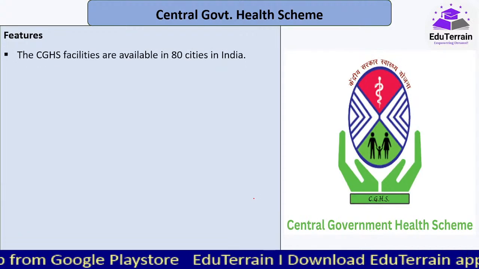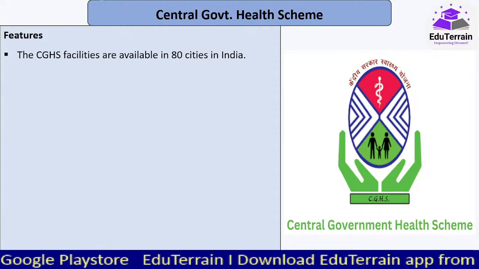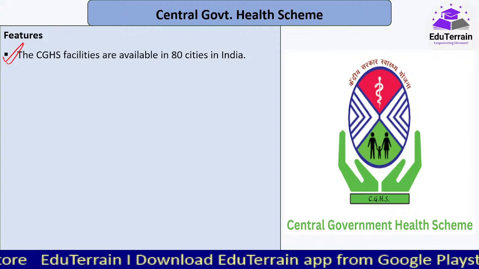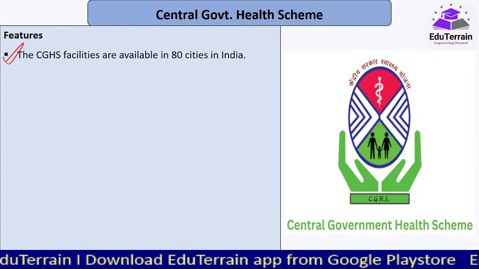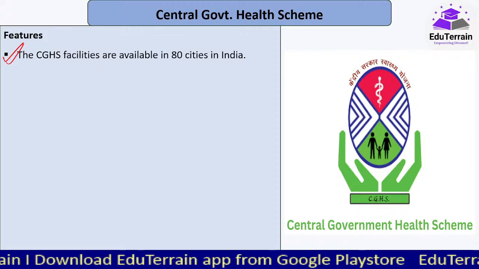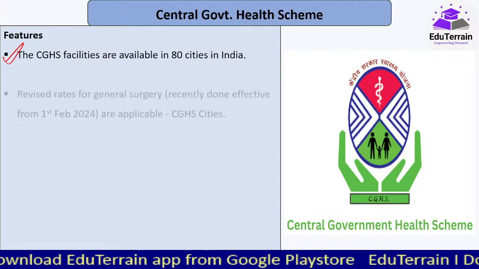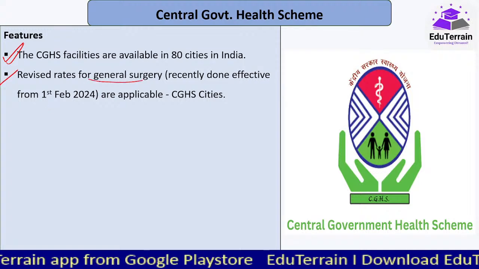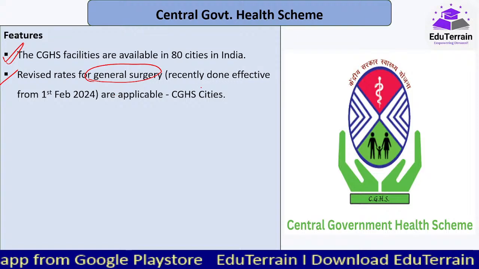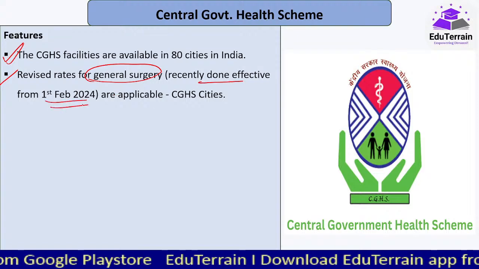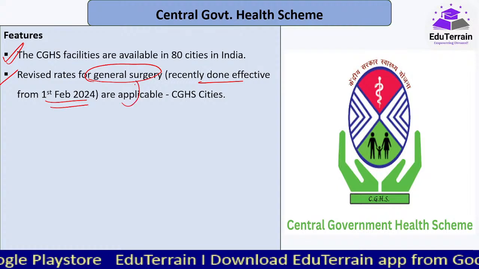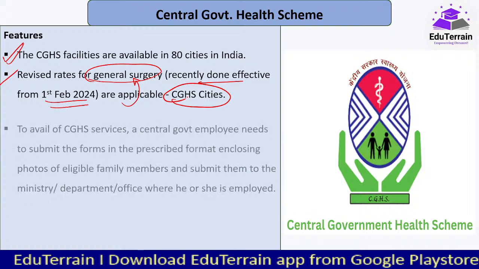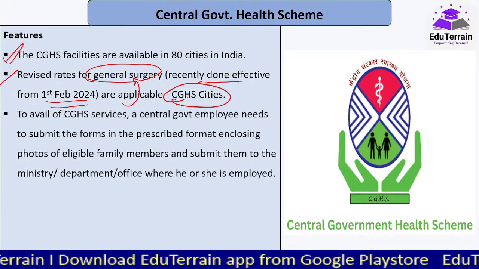Now, what are the main features? Now, this CGHS facility is currently available. It all started with 14 or 15 cities, and now the latest data, the 2024 data, shows that it is available currently in 80 cities in India. And very recently they have revised the rates for general surgery, effective from 1st February 2024. Now, all these changes are applicable to all these CGHS cities and the hospitals that are empaneled, that is, which are on the list.